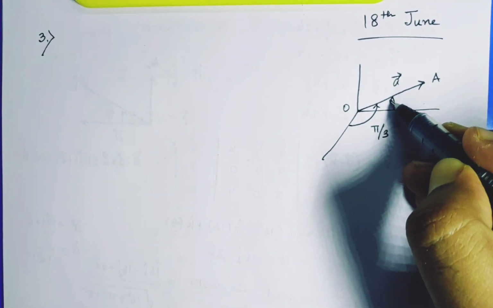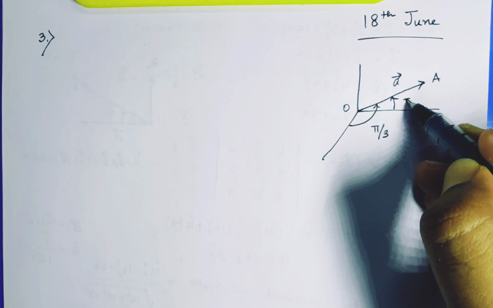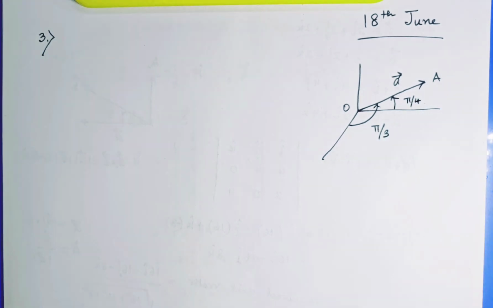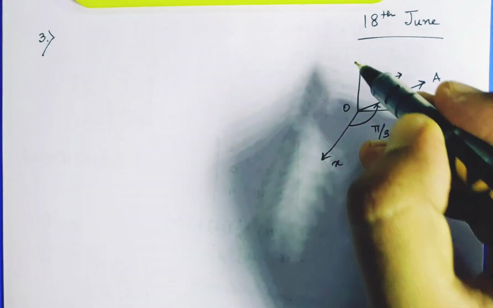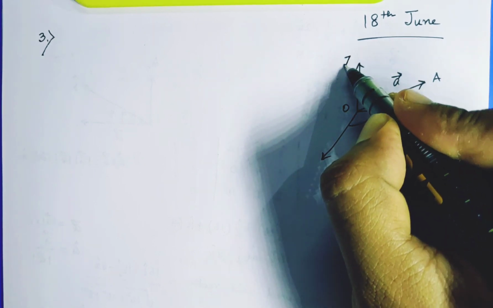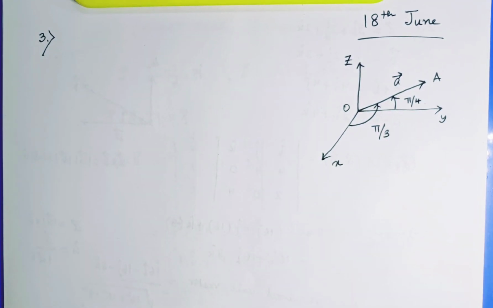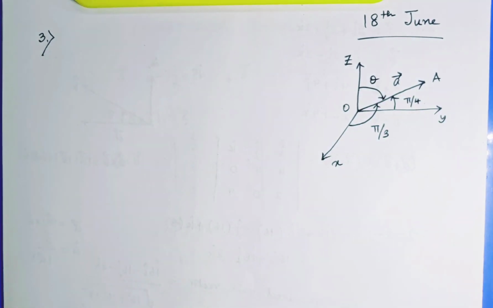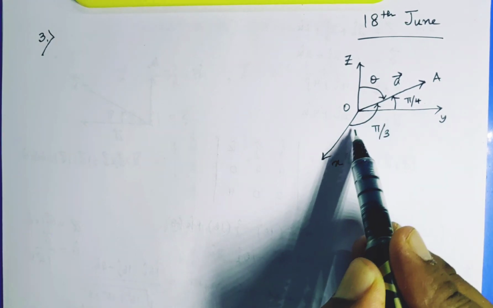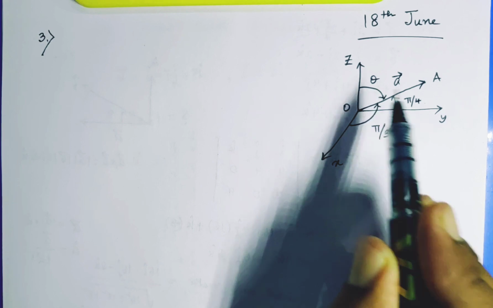Then it makes pi by 4 with y-axis, j cap, because j cap is the unit vector in the direction of y-axis, right? And how much angle does it make with the z-axis? That is what we have to find. So let that angle be theta. Clear? So now, before starting this chapter, vector algebra, we have learned that this pi by 3, pi by 4, and this theta are known as what?